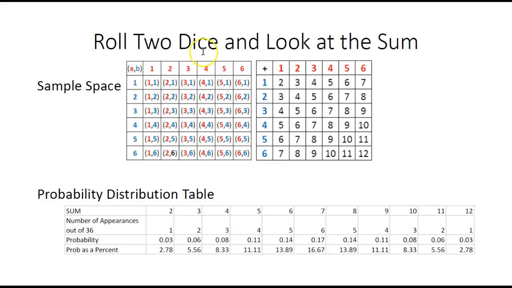Here we roll two dice. You may recognize the first table as the sample space listing the outcomes. The second table shows the sums from each roll. At the bottom is a probability distribution table. It shows each sum and the probability of each.